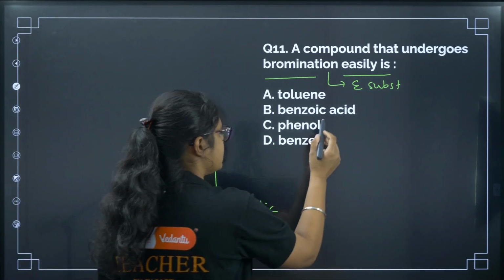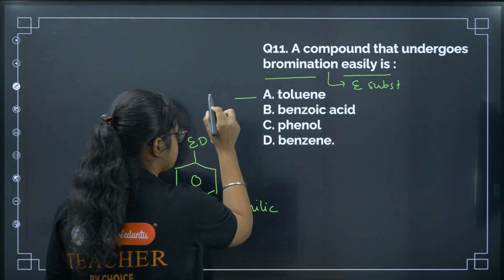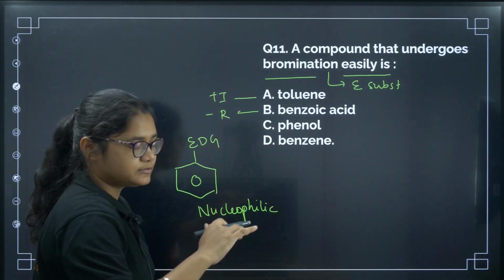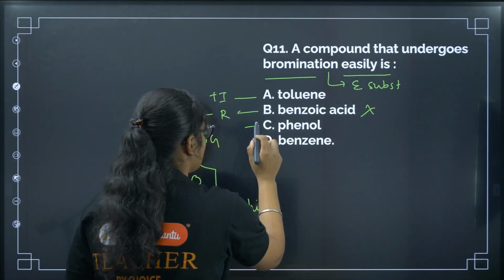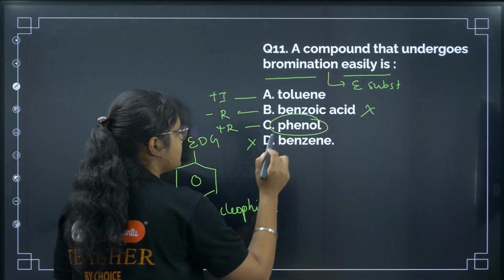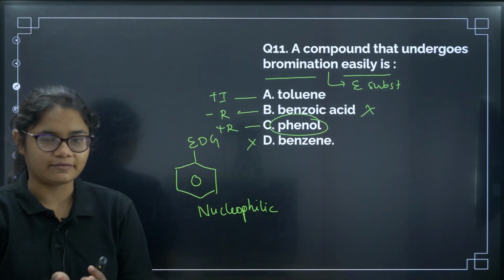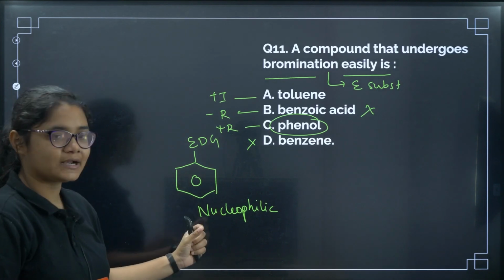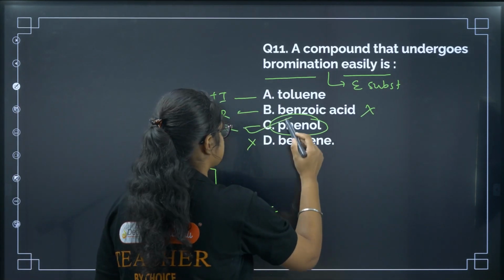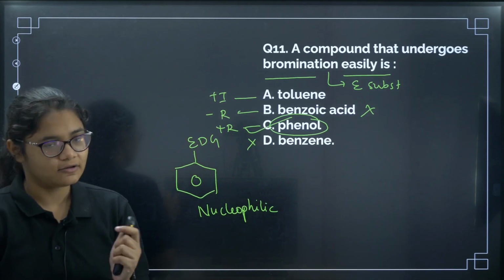So if you see, toluene is an electron donating group, it has a plus I effect. Benzoic acid has a minus R effect, it will reduce, so this one cannot be the answer. Phenol has OH, which has a plus R effect, and benzene is neutral. So you see, in phenol the ring will be highly activated, the electron density in the ring will be highly increased and it will react faster with bromination. So the correct answer for this question will be option number C, that is phenol.